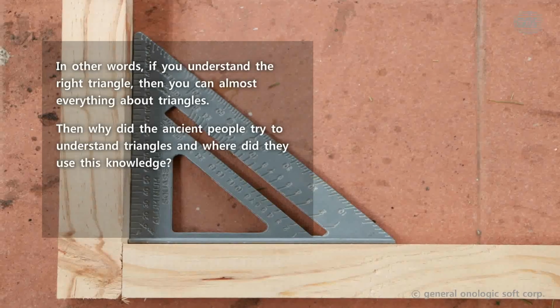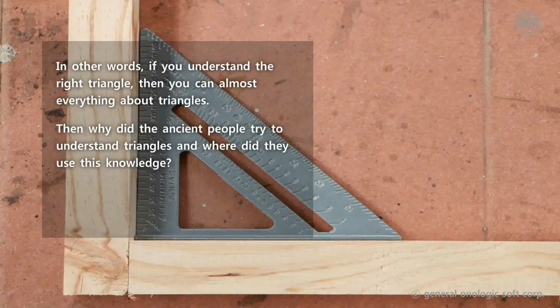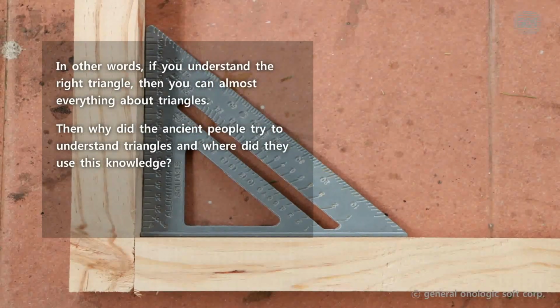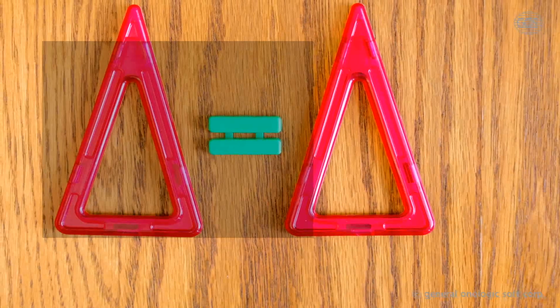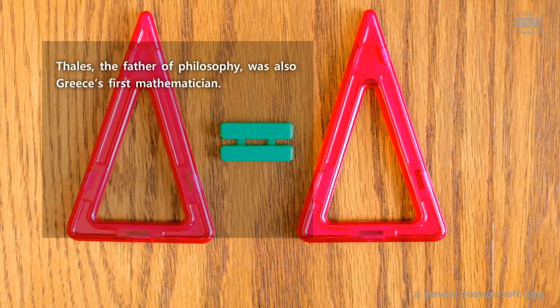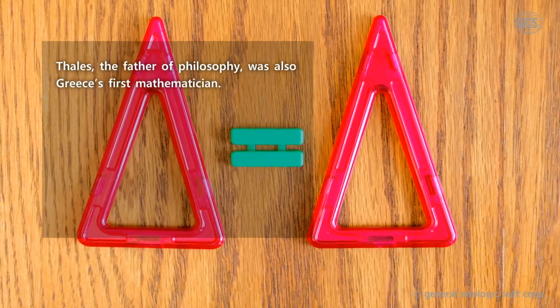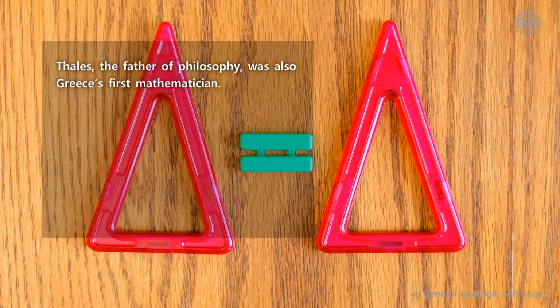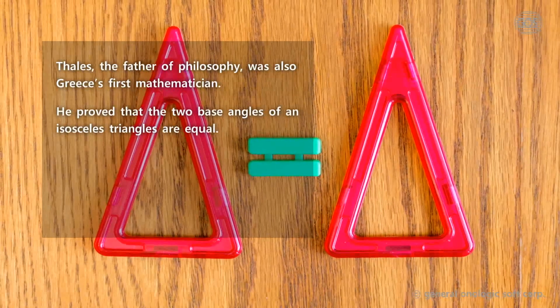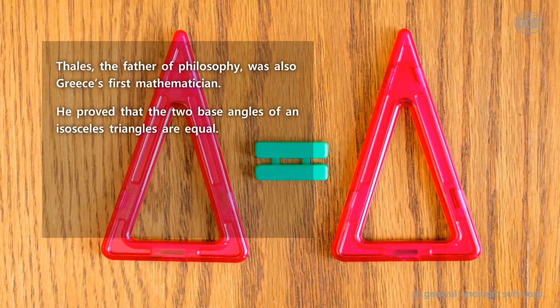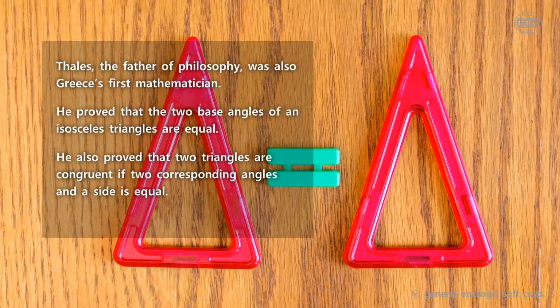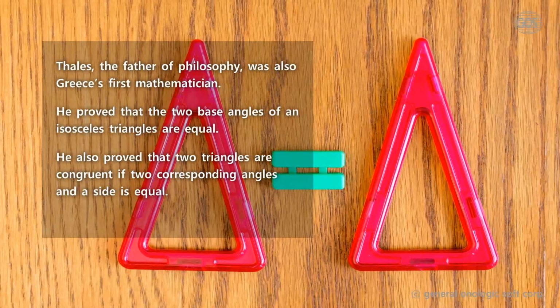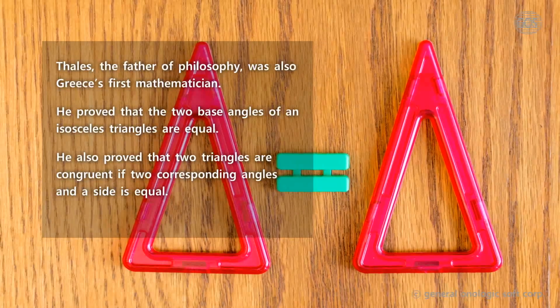Then why did the ancient people try to understand triangles, and where did they use this knowledge? Thales, the father of philosophy, was also Greece's first mathematician. He proved that the two base angles of an isosceles triangle are equal. He also proved that two triangles are congruent if two corresponding angles and a side are equal.